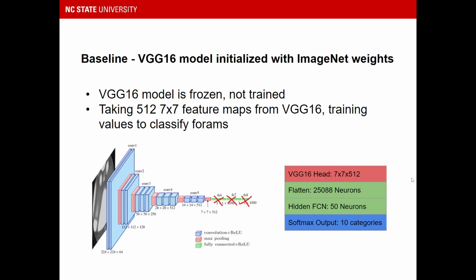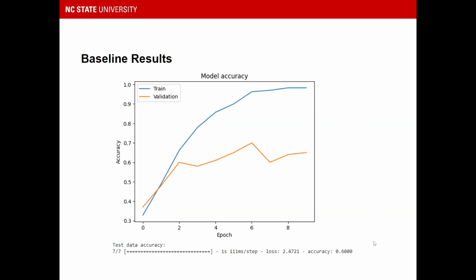For our baseline, we used a VGG16 model initialized with ImageNet weights. So the actual model was frozen, and we didn't train that. We cut off the classification layer and added our own. We used a flattened layer, a hidden fully connected layer, and a softmax output for the 10 different species of Foram that we trained. And the accuracy we got was 60%, which is just our baseline, so we weren't worried about it. We definitely can improve on this.